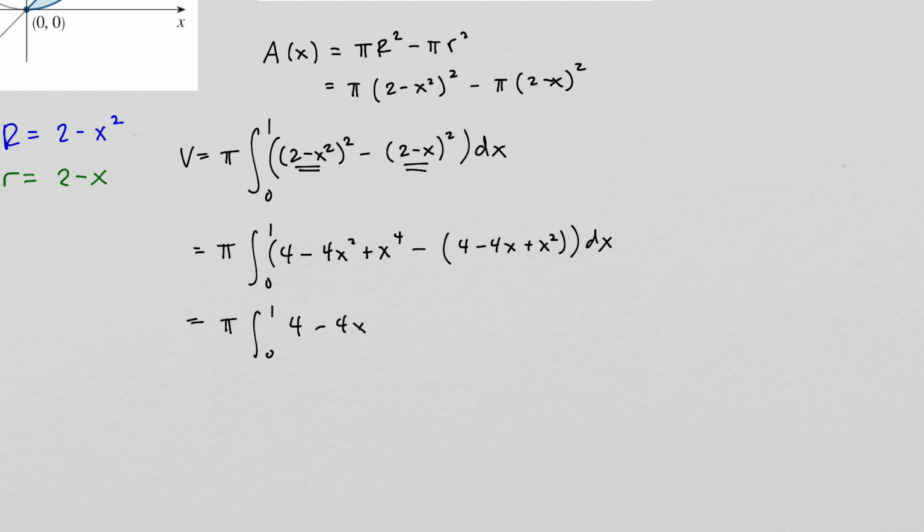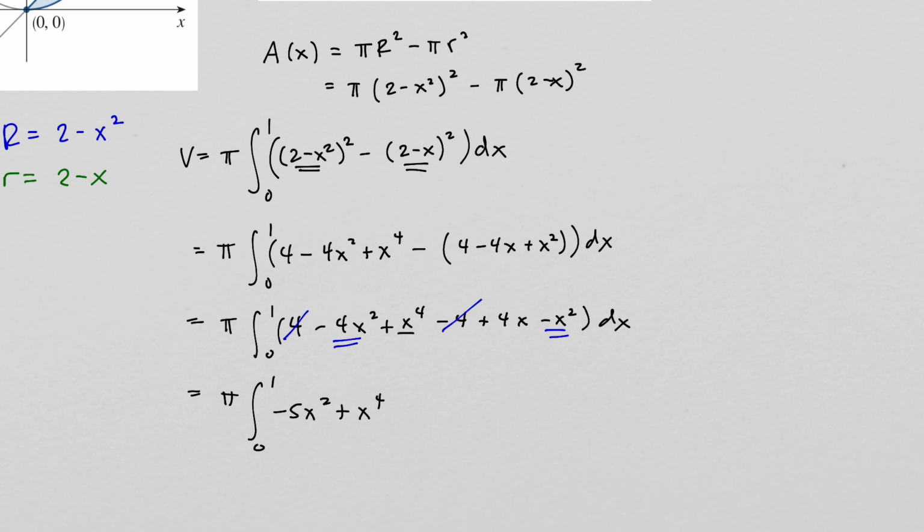So we have 4 minus 4x squared plus x to the 4th minus 4 plus 4x minus x squared. Let's point out that 4 minus 4 cancels, and negative 4x squared and negative 1x squared is going to be negative 5x squared. So we have pi times the integral from 0 to 1. I have negative 5x squared. I have positive x to the 4th, and don't forget also positive 4x.